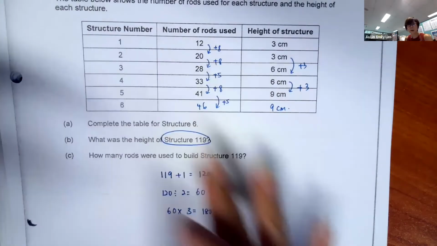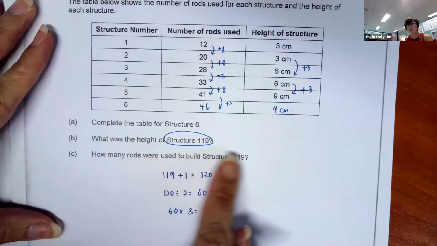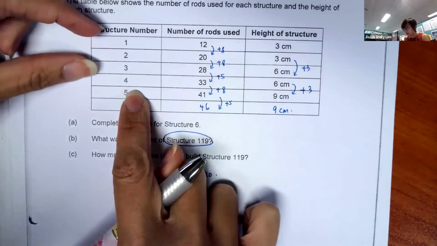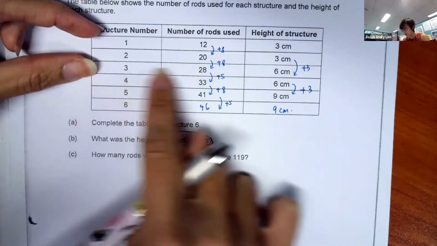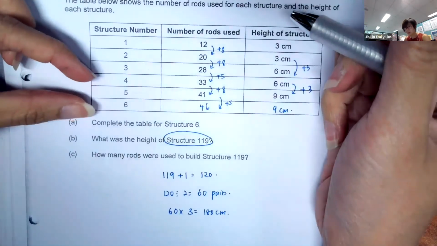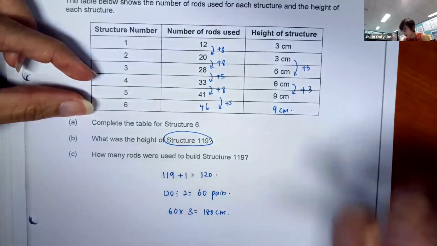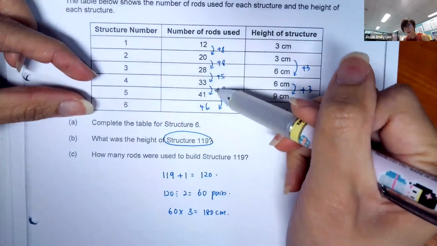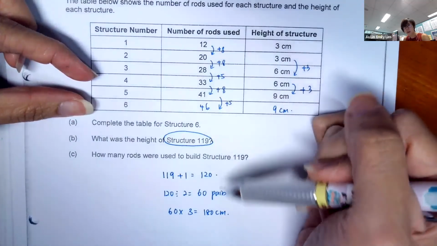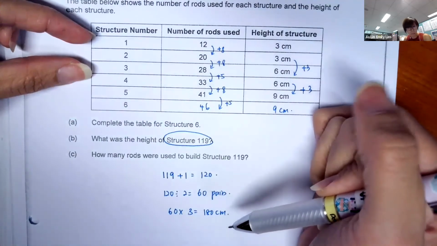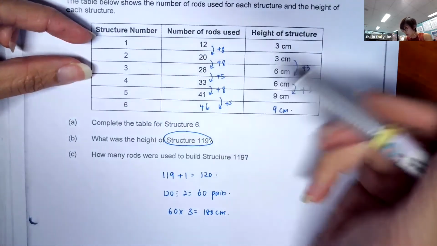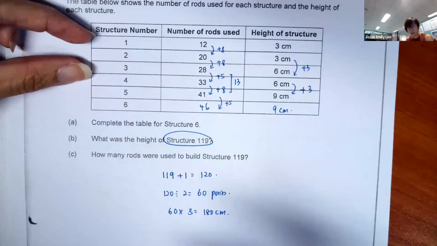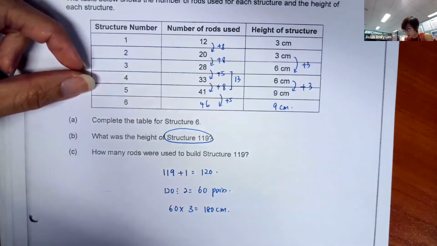So like I told you, for part C, how many rods were used to build structure 119? If you look at the number of rods, you realize that the first 3 are not stabilized yet, so it's plus 8, plus 8, plus 5. So from structure 4 onwards, you realize they are adding groups of 13, which is plus 8, plus 5, plus 8, plus 5, and so forth. So we're going to ignore the first 3 structures. We add groups of 13 for every 2 structures. So how many groups of 13 do I add?